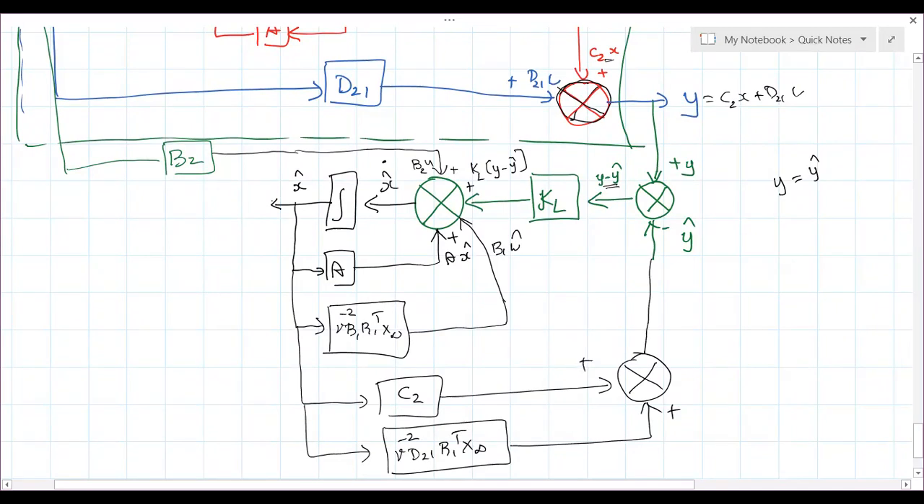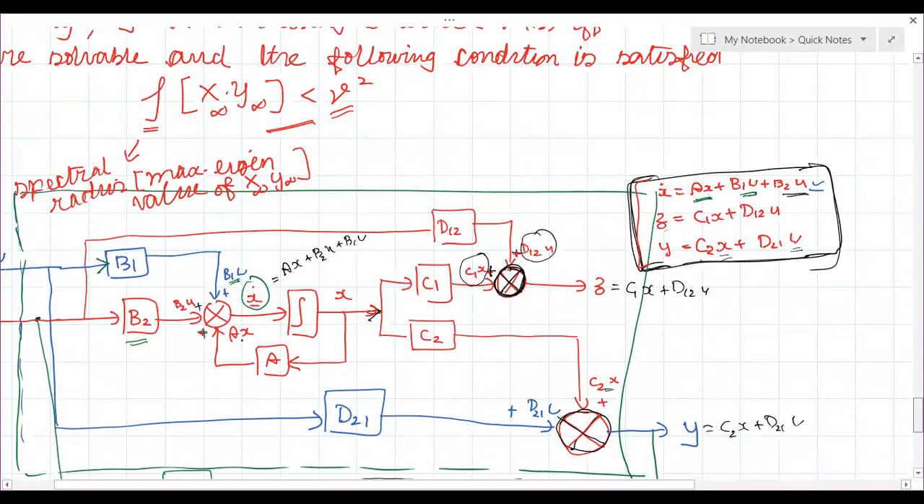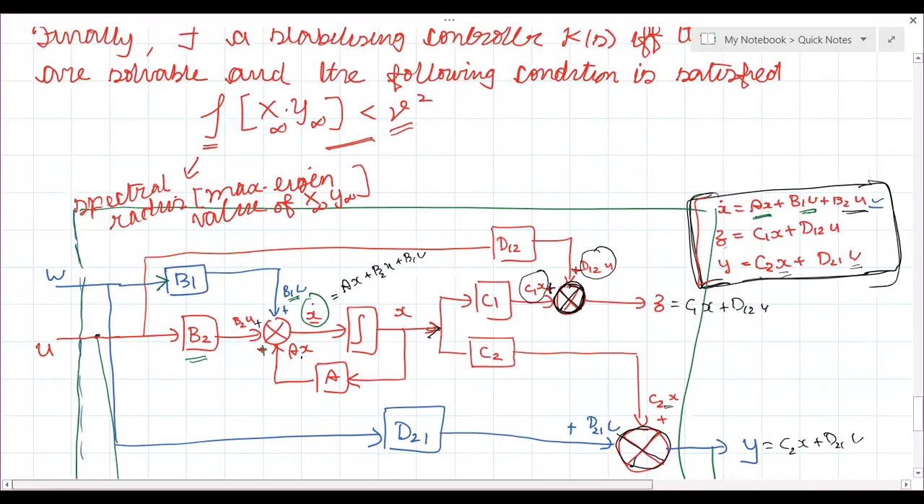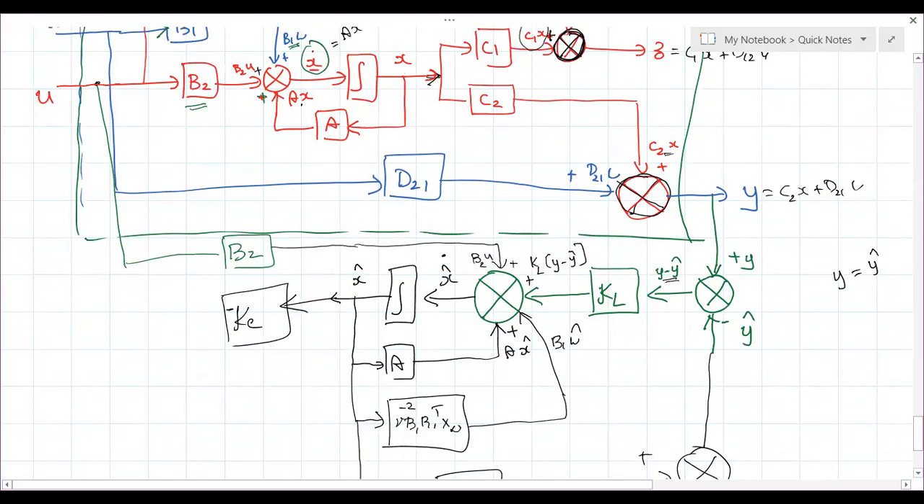Okay, and from here again we have the controller KE, because U equal to minus KE into X. Okay, so this will be the U. That is U. U is this thing. Okay, so U equal to minus KEX.